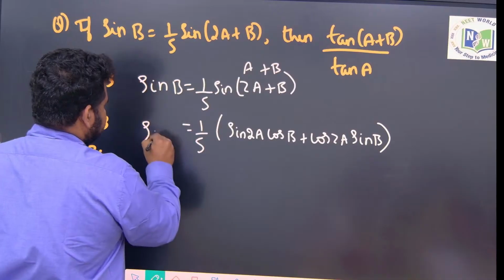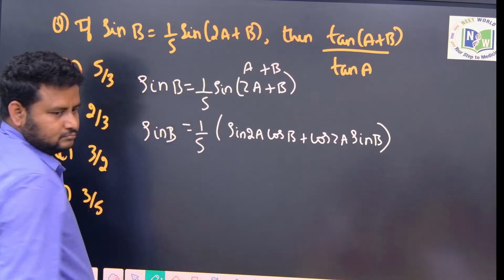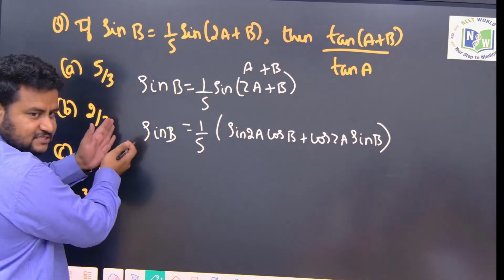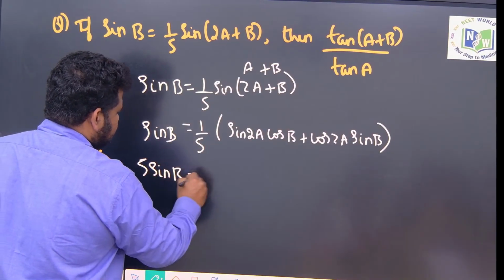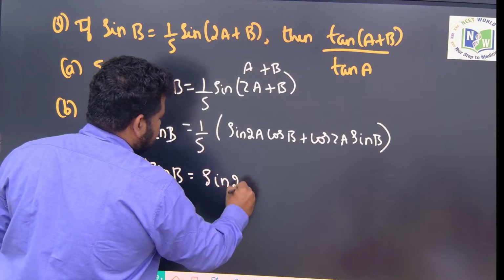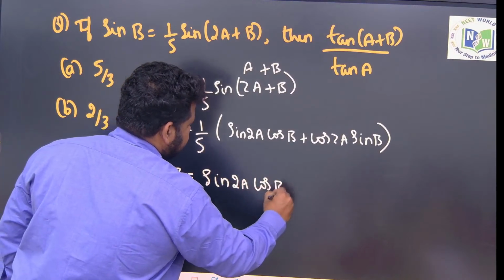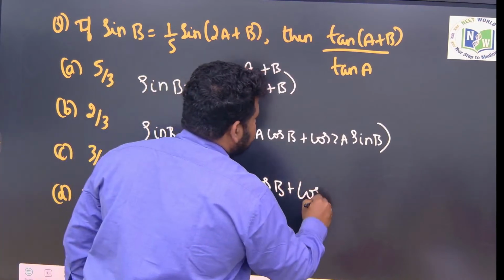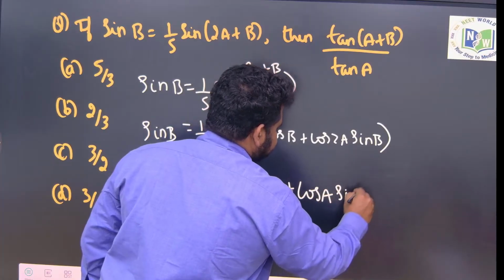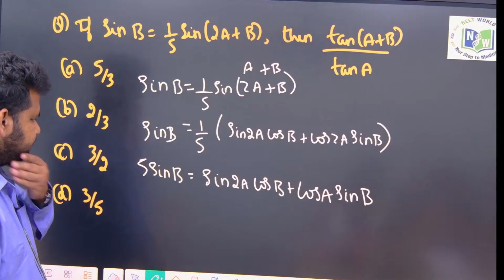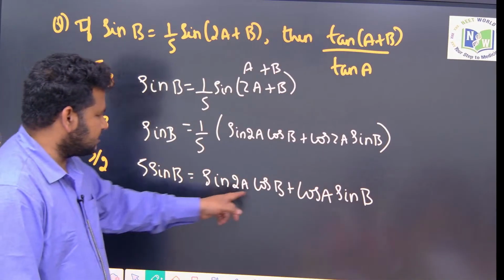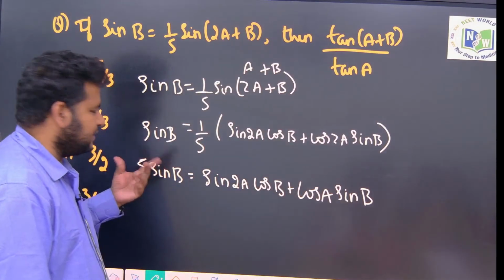Here sin B is there. Now let me send this 5 to this side. So what I am having? 5 sin B is equal to sin 2A cos B plus cos 2A sin B. This is what we are having. Now sin 2A is there, cos B is there, cos 2A sin B is there, 5 sin B is there.